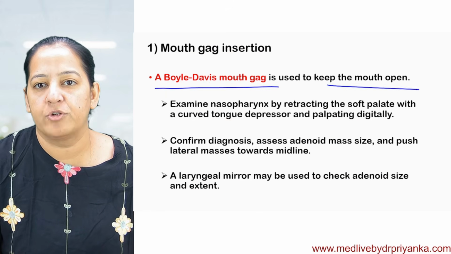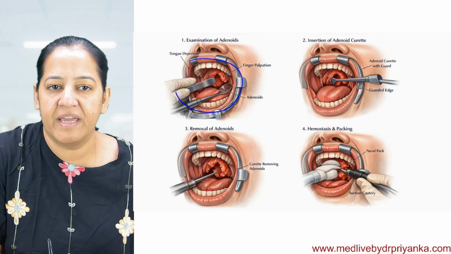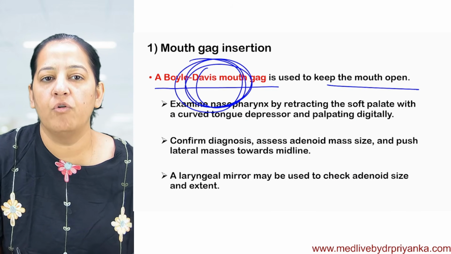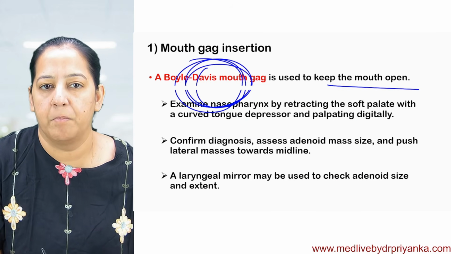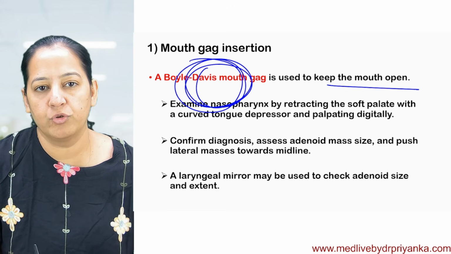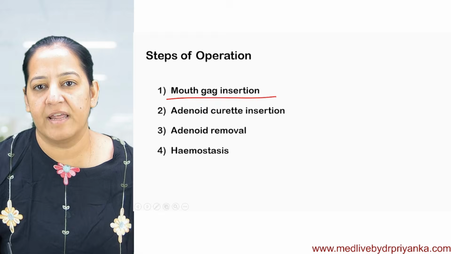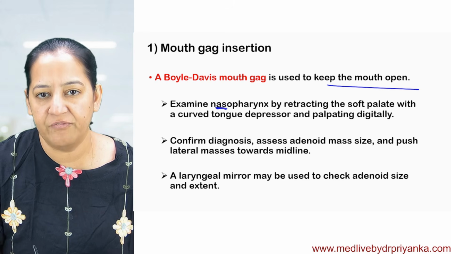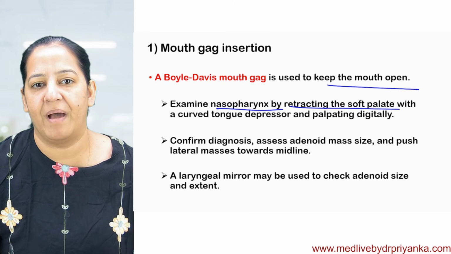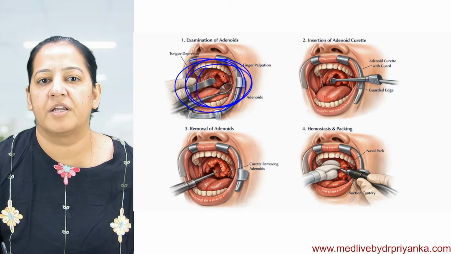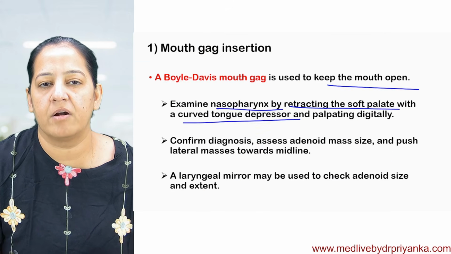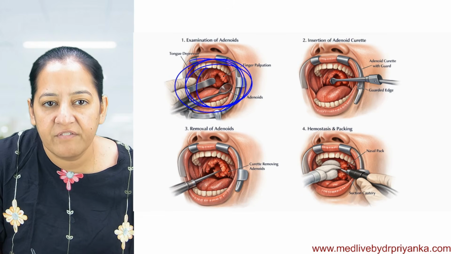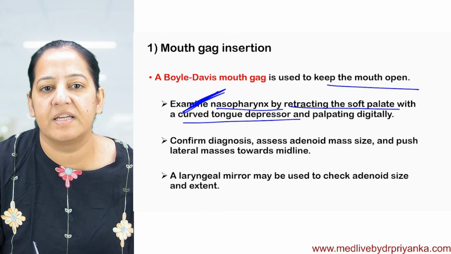Appreciate. It is used to keep the mouth open. The mouth will be kept open with the help of the Boyle-Davis mouth gag so that the nasopharynx can be seen. The nasopharynx can be seen by retraction of the soft palate and using a tongue depressor. Can you see? We are using a tongue depressor over here to see the nasopharynx.